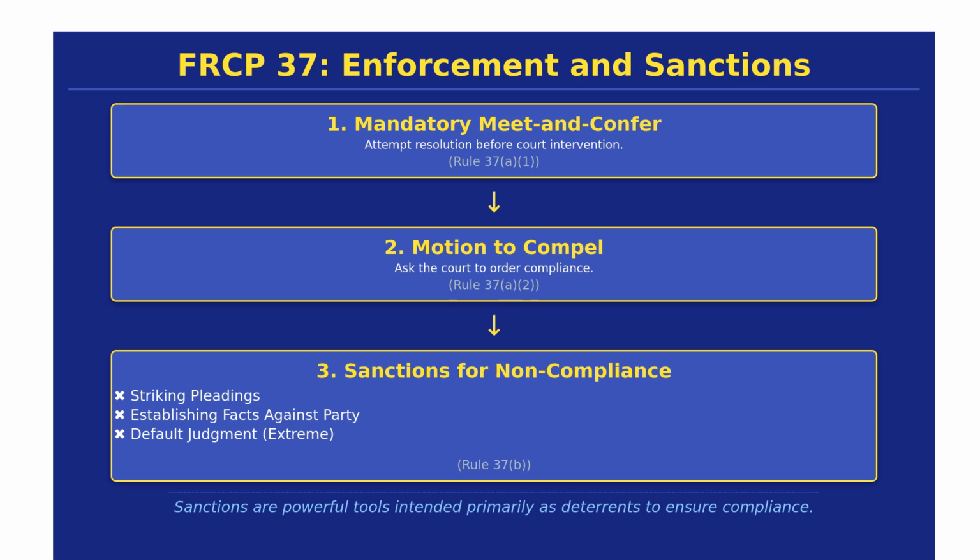The real teeth of the rule appear when a party flagrantly ignores a court order compelling discovery. Under Rule 37(b), the court has broad discretion to impose severe sanctions. These can include striking pleadings entirely, establishing certain facts as true against the disobedient party, precluding evidence, or in the most extreme cases, entering a default judgment. Remember, these powerful sanctions are not primarily punitive. They serve as powerful deterrents to ensure the integrity and efficiency of the entire discovery process.